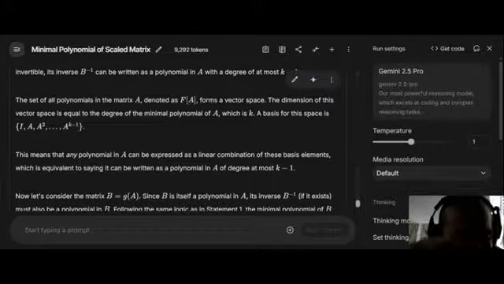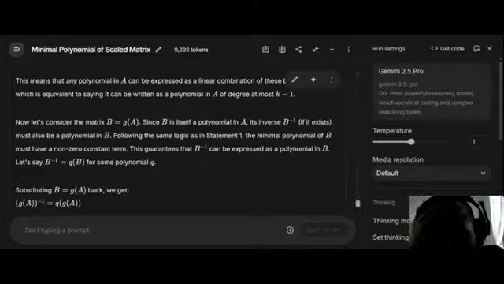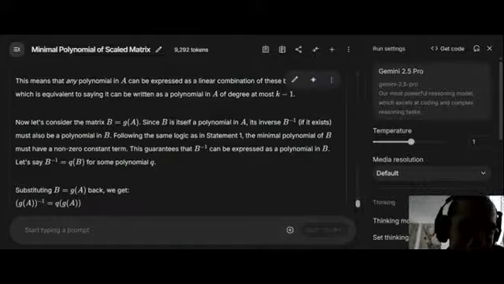Which is equivalent to saying it's been written as a polynomial in A of degree at most... Okay, so let's continue. The matrix is a polynomial in A, and the inverse, if it exists, is also a polynomial in A.